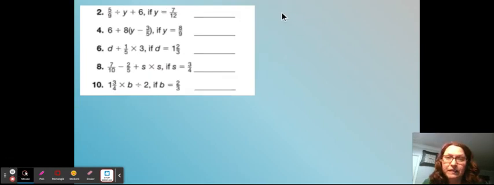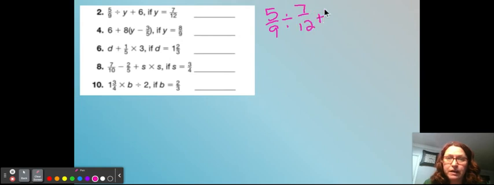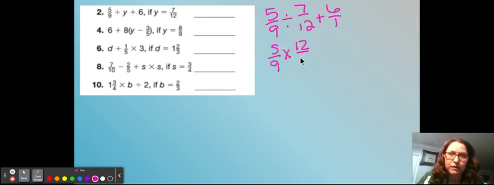Here's another problem. Let's look at 5/9 divided by 7/12, plus 6. So let me put a 6 over 1. First thing I need to do, there's no parentheses, there's no exponents, but there is division. So 5/9 keep, change, flip.